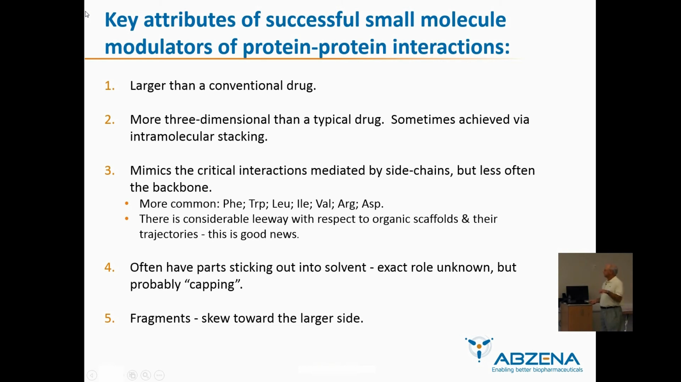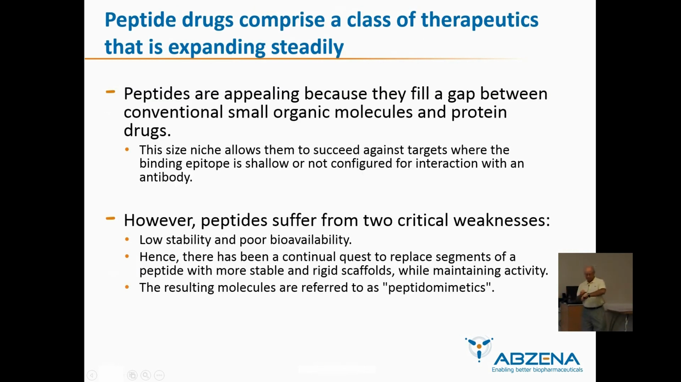I didn't harp on this, but we find many times that there are parts that stick out in the solvent. So I was saying that protein-protein interfaces are devoid of deep pockets, they're kind of shallow, but your hits are three-dimensional. So if you're three-dimensional in a shallow pocket, there must be some part that's sticking out, and we do, in fact, find that to be the case. The exact role is unknown, but it seems to be some sort of capping function. So that's the first part of the talk.